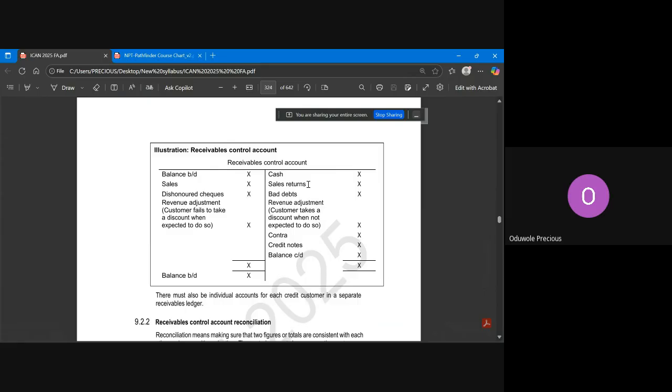Bad debts, provision for bad debts, yes. Provision for bad debt is an expense for an organization, reason being that bad debts are irrecoverable debts, right? So companies make provisions for those bad debts.